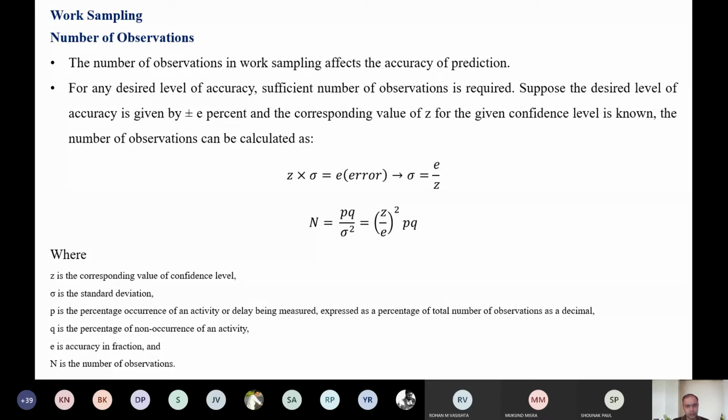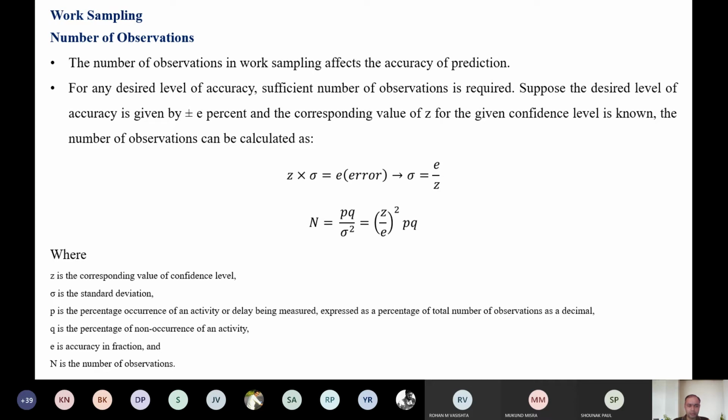So to calculate this number of observations, we should know the confidence level. That is a statistical value. In case of examination, the z value will be given to you, and you should know the standard deviation, and that is a standard formula to calculate the error. So error is equal to standard deviation divided by the confidence level, as per statistics.